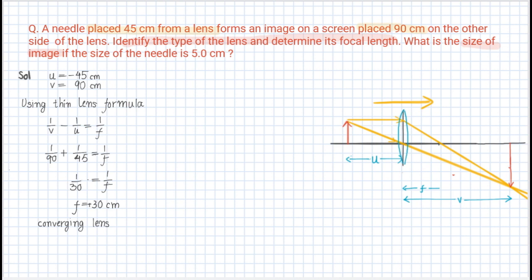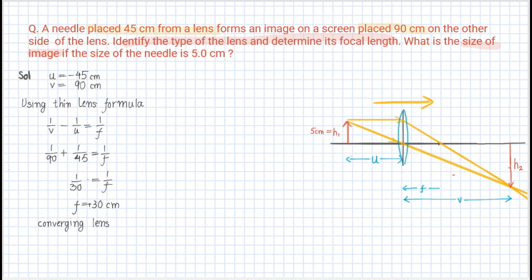Fine. Now, suppose this is the size of the object, h1. Fine. Now, according to the question, the size of the needle is how much? 5 centimeter. So this is 5 centimeter. And this is h2, the size of the image. We need to find h2.